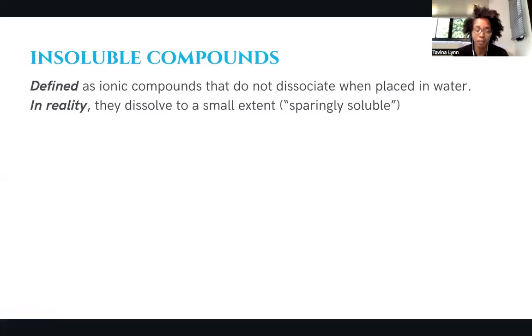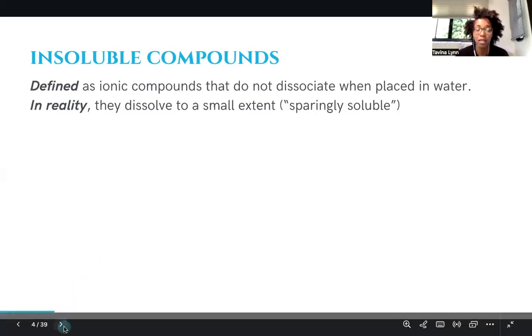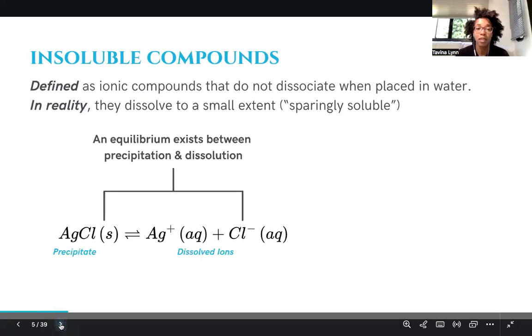But in reality, so this is how we're defining insolubility, but in reality, even insoluble compounds do dissolve to a small extent. And they develop this sort of equilibrium between the solid and its dissolved ions. So we call insoluble compounds really sparingly soluble compounds. So here's an example of silver chloride that is a solid, and when placed in water, it will slightly dissolve to silver and chloride ions.